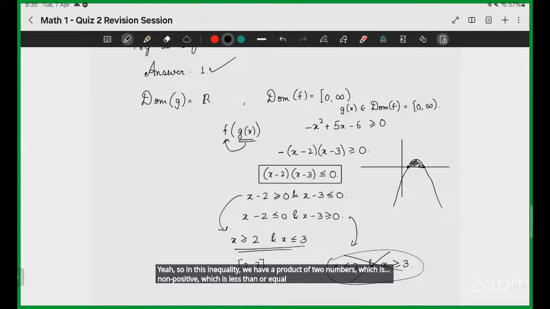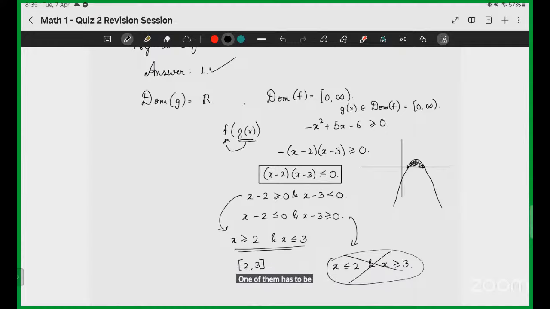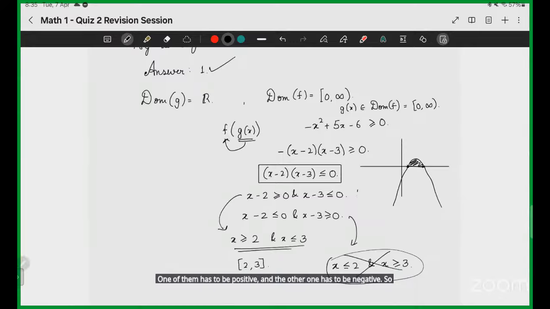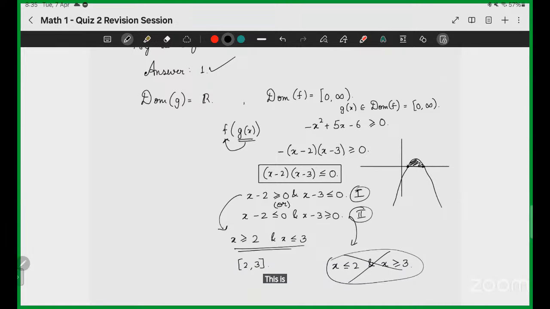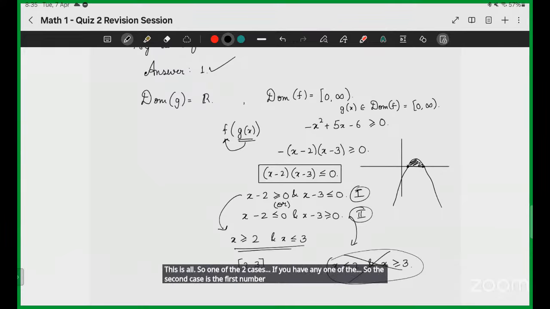So in this inequality, we have a product of two numbers which is non-positive, less than or equal to 0. When is a product of two numbers negative or non-positive? One of them has to be positive and the other one has to be negative. So we take two cases. Case one is the first number is positive and the second number is negative, and the second case is the first number is negative and the second number is positive. Any one of the two cases.